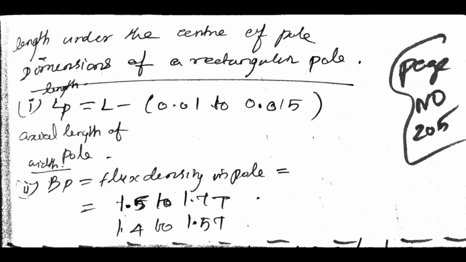Dimensions of a rectangular pole. First, length LP is equal to capital L minus a bracket of 0.01 to 0.015. Axial length of pole. Second, BP, flux density in pole, 1.5 to 1.7 Tesla or 1.4 to 1.5 Tesla.